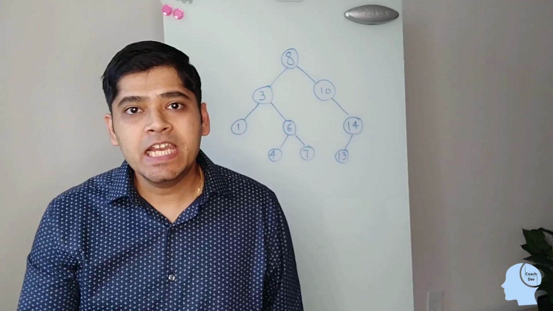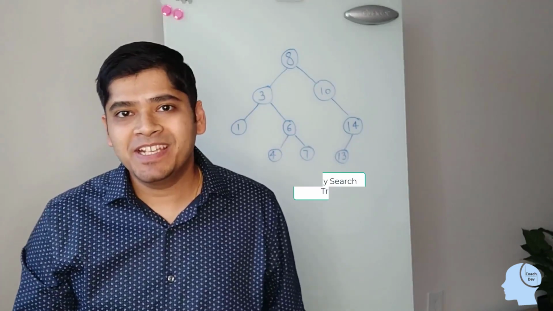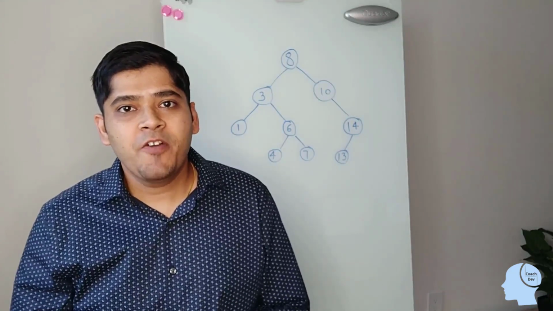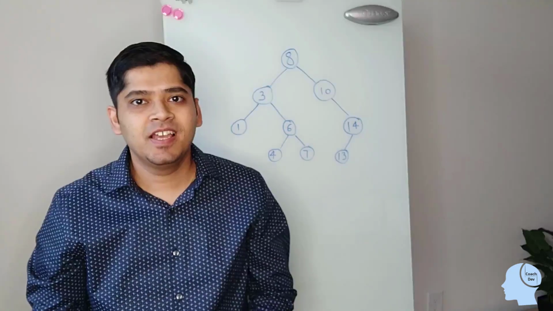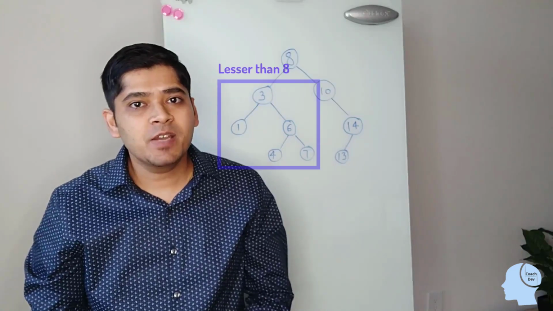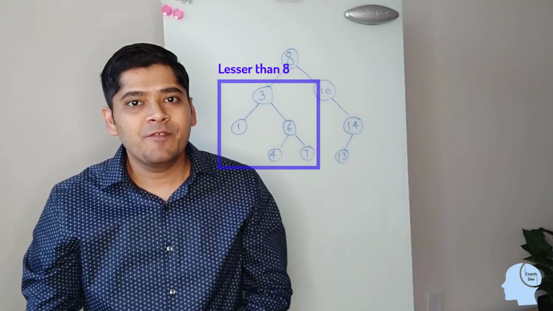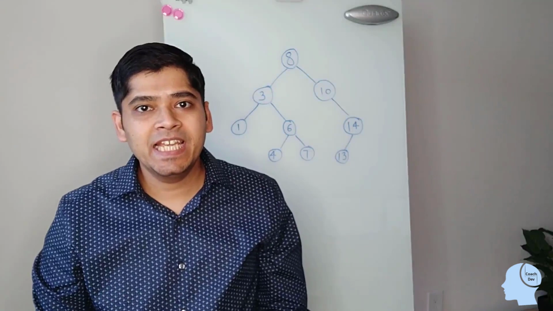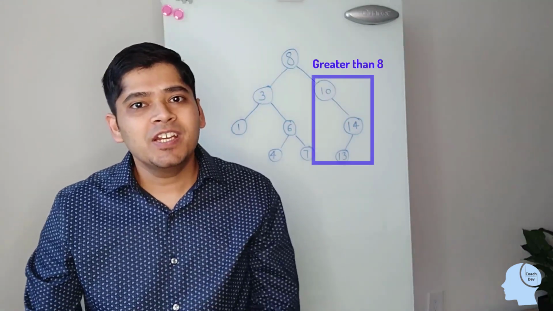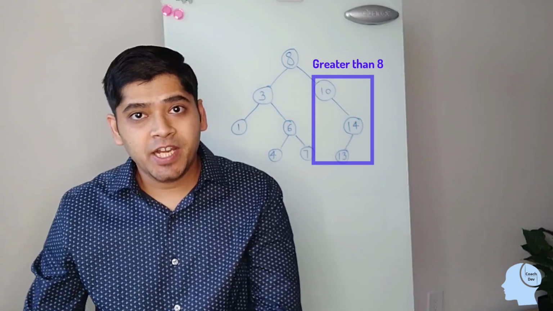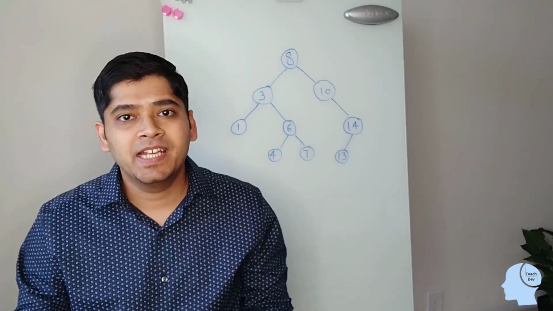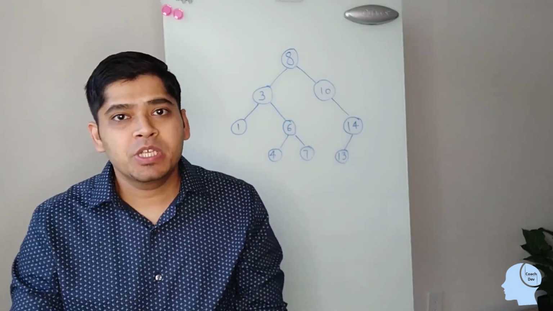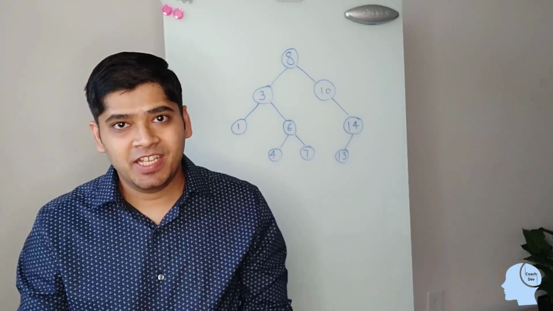To begin with, let's cover real quick what is a binary search tree. A binary search tree is a binary tree with three main properties. The first one is the left subtree of a node contains nodes with values lesser than the node's value itself. Secondly, the right subtree of a node contains nodes with values greater than the node's value. And the last property is that the left and the right subtree each must also be a binary search tree.